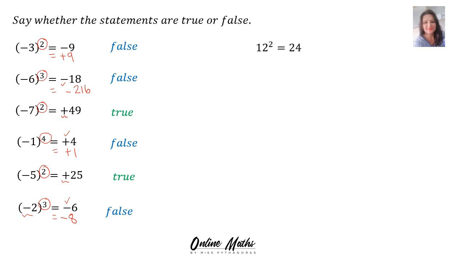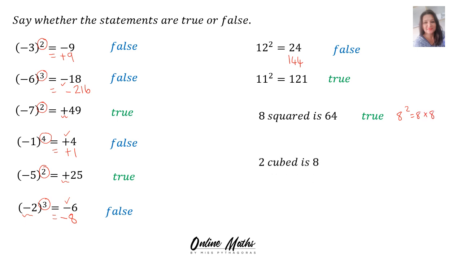12 squared, is it 24? False. 12 squared does not mean 12 times 2. It means 12 times 12. So the correct answer here is 144. 11 squared, is it 121? The answer true, because 11 times 11 is 121. 8 squared is 64. Is it true? Yes. 8 squared means 8 times 8, which is 64.